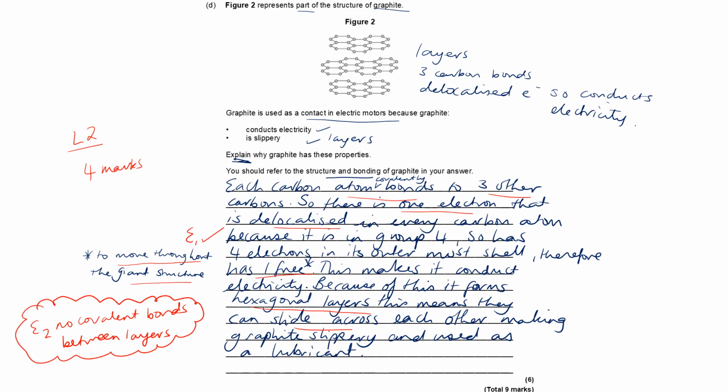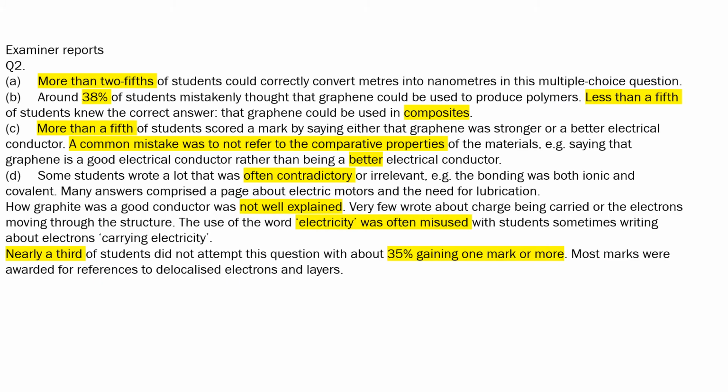Right, so let's look at the examiner's report. Part A, more than 2/5 of students could correctly convert meters into nanometers. So that's good in this multiple choice question. And obviously, even if students weren't sure, they could pick one. So they had, I think, a 1 in 4 chance of getting it right.